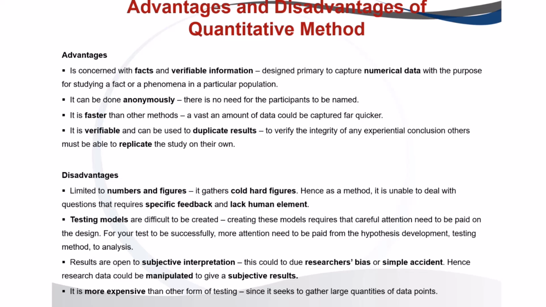Okay, I want us to look at the second last bullet. It says, results are open to subjective interpretation. This could happen due to researchers' bias or simple accident. Hence, research data could be manipulated so that they give you subjective results.